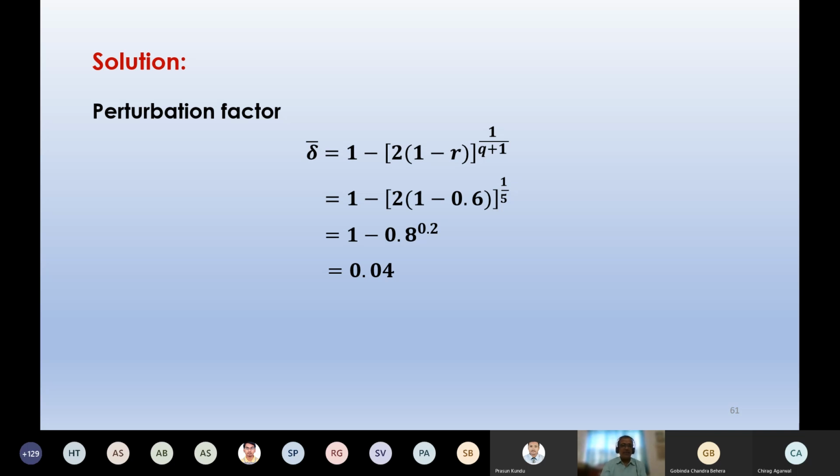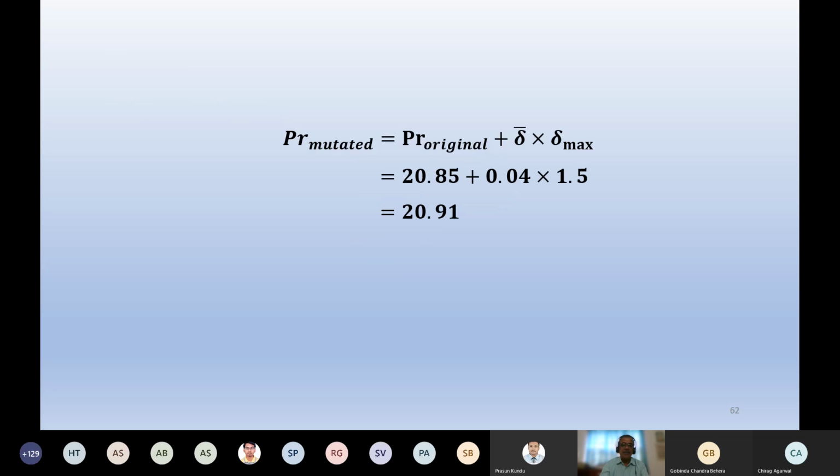So delta bar, that is the perturbation factor, is nothing but 1 minus (2 into (1 minus R)) raised to the power 1 divided by (Q plus 1). Q equals 4 here, R equals 0.6, and if you simplify, you'll get delta bar equals 0.04. And once you have this perturbation factor, you can very easily find out the mutated solution.